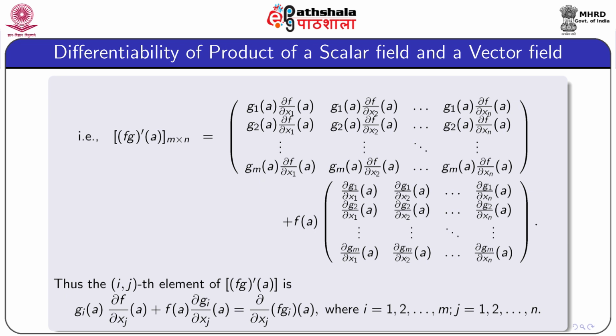Here we have written more elaborately, and we find that the ijth element of the matrix Fg dash A is given by Gi a del f del xj plus Fa del Gi del xj, and this is nothing but del del xj of Fgi at A, where i runs from 1 to m and j runs from 1 to n.